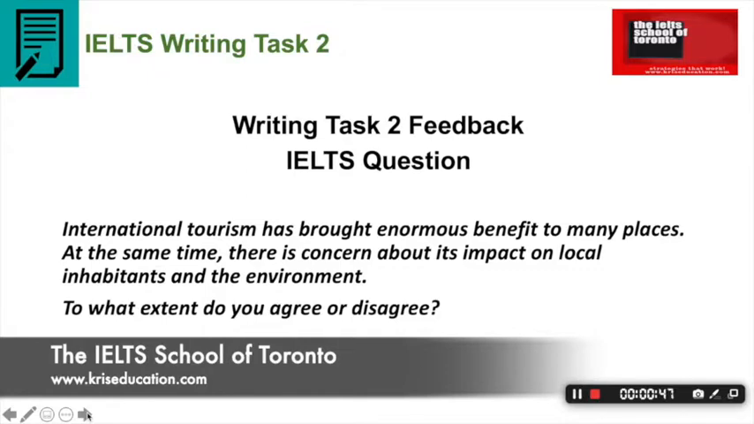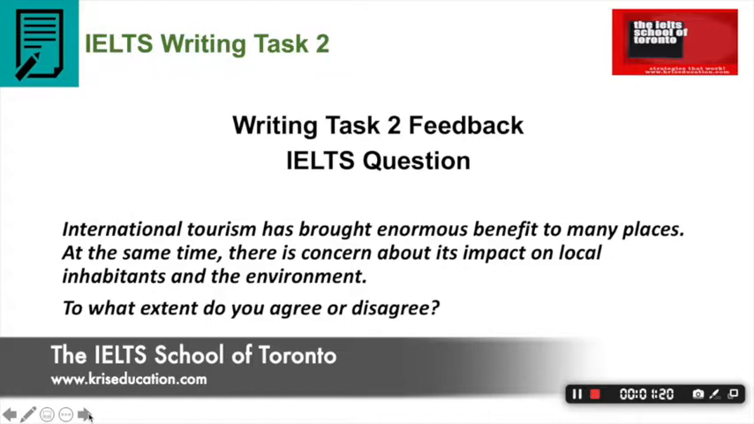Before we start with a list of mistakes, it is a good idea to read the question another time. I'll give you a very brief moment for that. So this is the question that you were asked to complete. This is an opinion essay, and as you see, this question asks you to what extent do you agree or disagree. This is the typical question asked for opinion essays in IELTS.